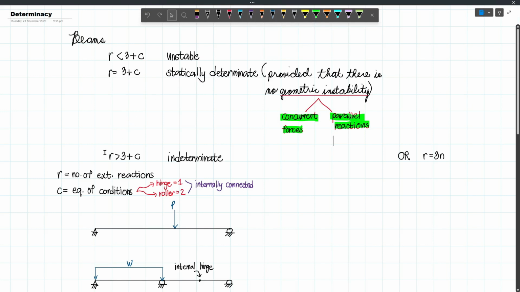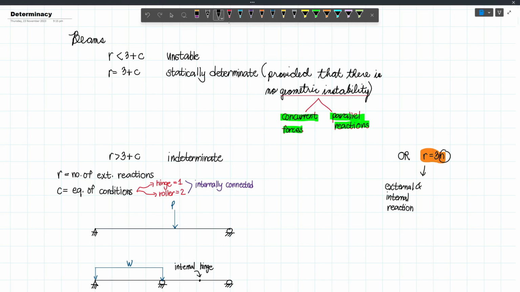And lastly, if R exceeds the number of equations, it will be indeterminate. Our number of equations is not enough to solve all the reactions, so we have to apply a superposition method to solve such beams. Again, to clarify, the R we use in these three formulas is the number of external reactions, not counting internal reactions. In the other formula, R equals 3n, R talks about all reactions, external and internal, and n is simply the number of members.